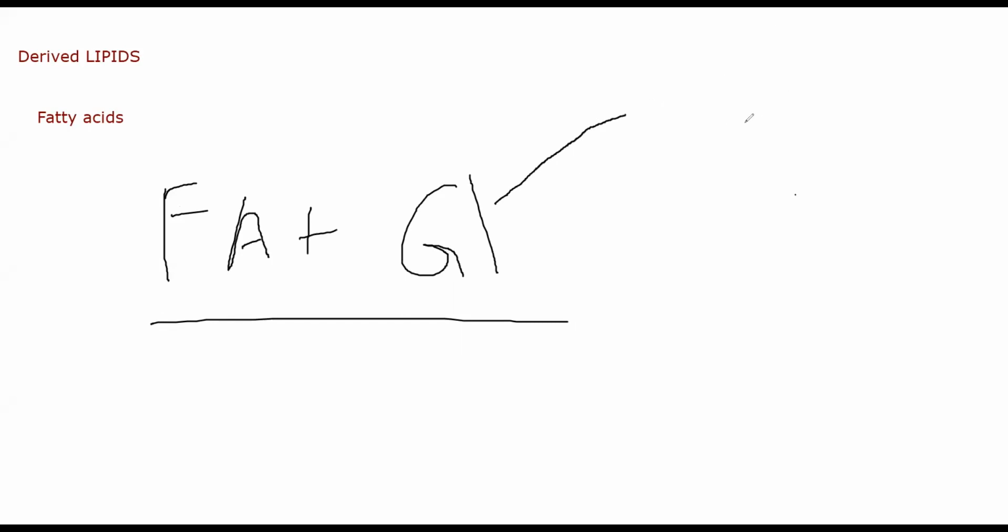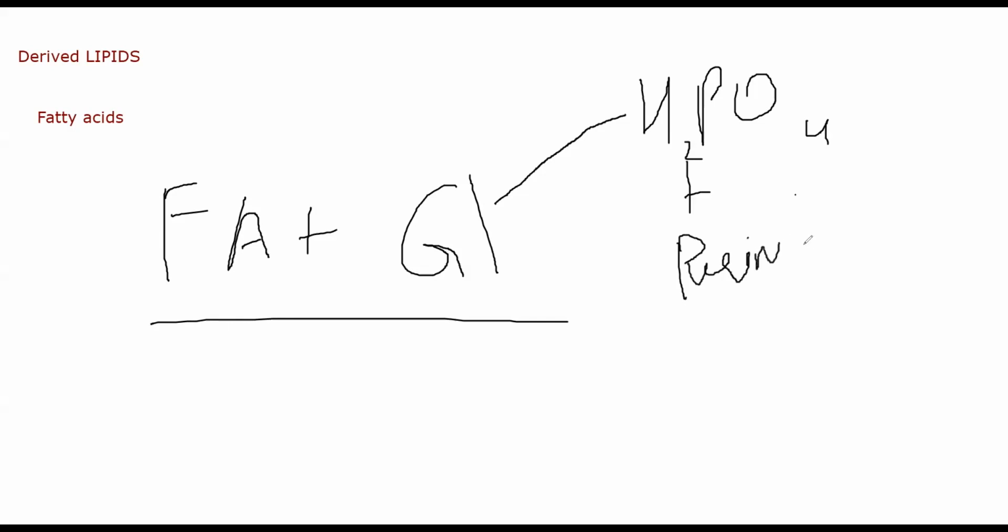So H3PO4. Okay, H3PO4 as such does not remain. One hydrogen is lost and you make a bond. This will be present along with a nitrogenous base. So it might be a purine, it might be a pyrimidine. Those are nitrogenous bases. We already know what nitrogenous bases are. I hope you know. So this is a phospholipid.